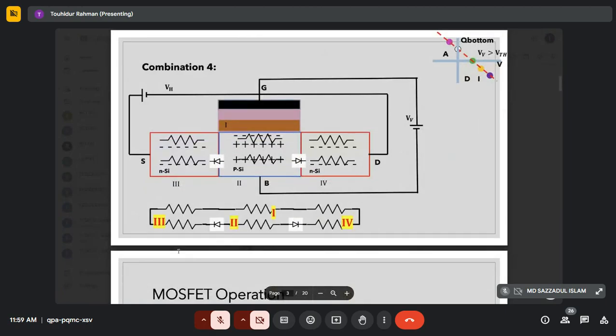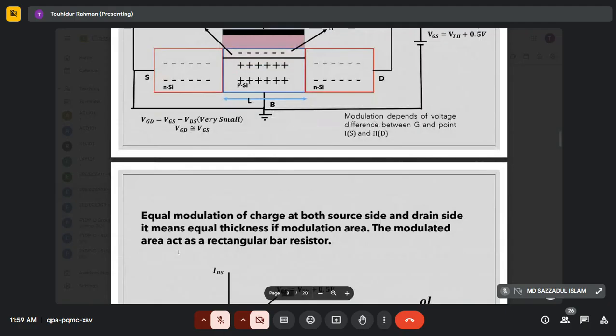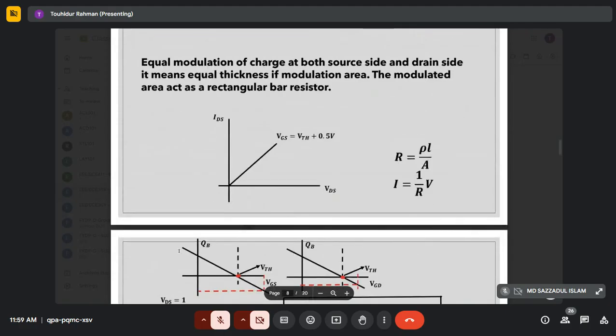Remember one thing, only one thing. Everything will be opposite. Everything will be opposite. That's PMOS. Sir, will the polarity of the voltage be opposite? Everything means everything. Okay, voltage, current, everything, charge.